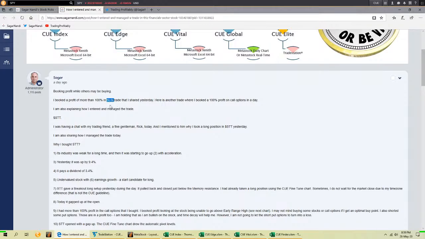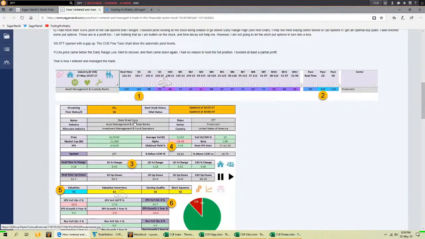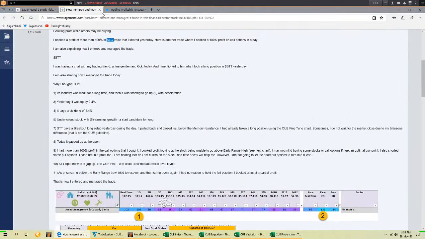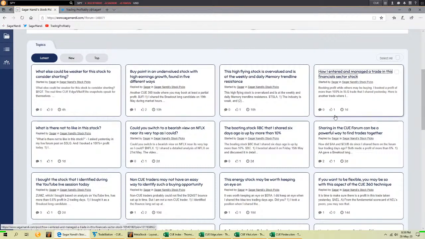STT, this is a typo, SLG, right? It should be SLG. I took a trade in SLG also. Let's look at that.